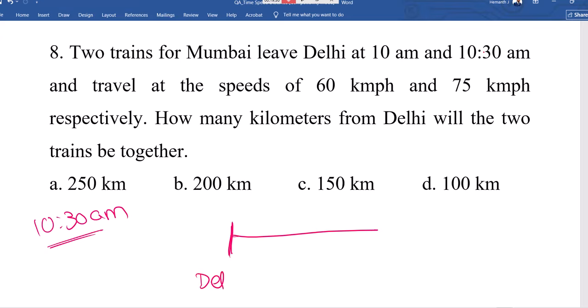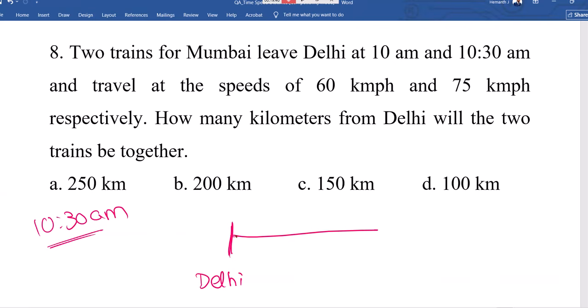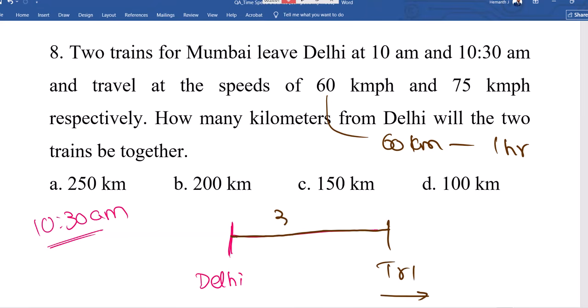From Delhi, trains are leaving. So the first train left at what time? 10 a.m. Now what is the time? 10:30. Don't look at your watch and tell what the time is now. So in this question, we have to go for the late time, 10:30. Half an hour completed. First train speed is 60 kilometers in 1 hour. Half an hour means 30 kilometers. So train 1, 30 kilometers. Train 2, here with 75 kilometers.